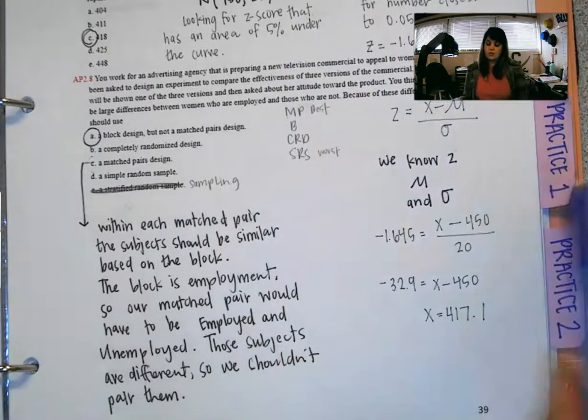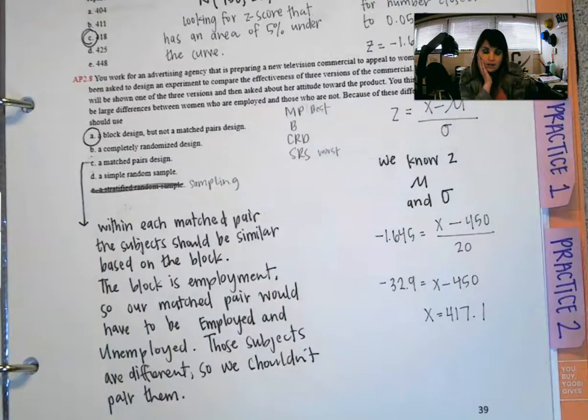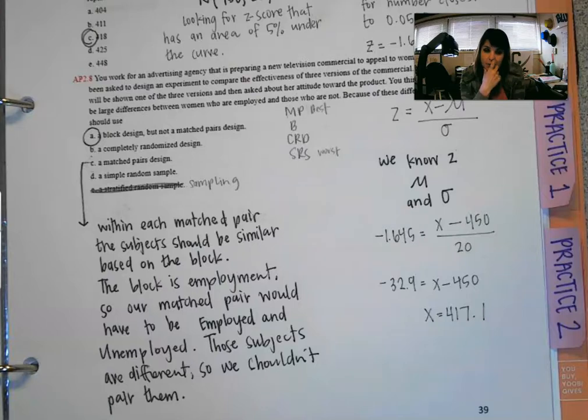So I went through and did this problem and automatically chose matched pairs because I know matched pairs is the best experimental design that you can use. But then I checked my answer and it wasn't C. So then I was like, okay, well, it has to be A. The question is, though, why can we not do a matched pair for this particular problem?